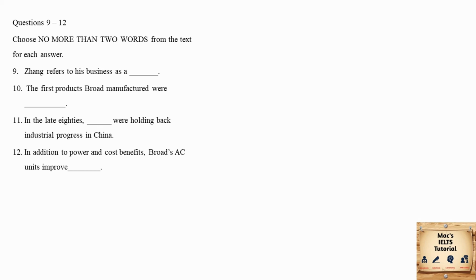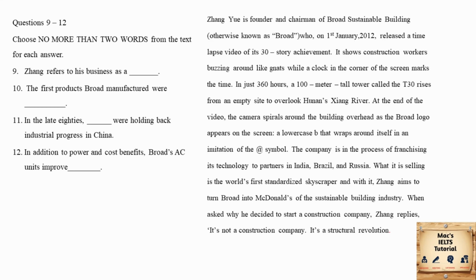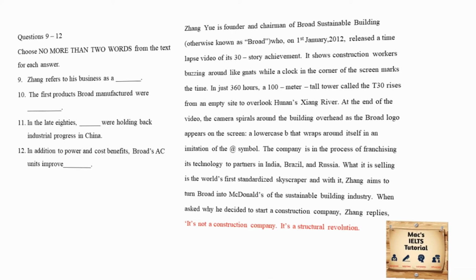The 10th question goes like this. Zhang refers to his business as a dash. This question is quite direct. In para A, the author states that it's not a construction company, it's a structural revolution. So, the answer for this question is Zhang refers to his business as a structural revolution.